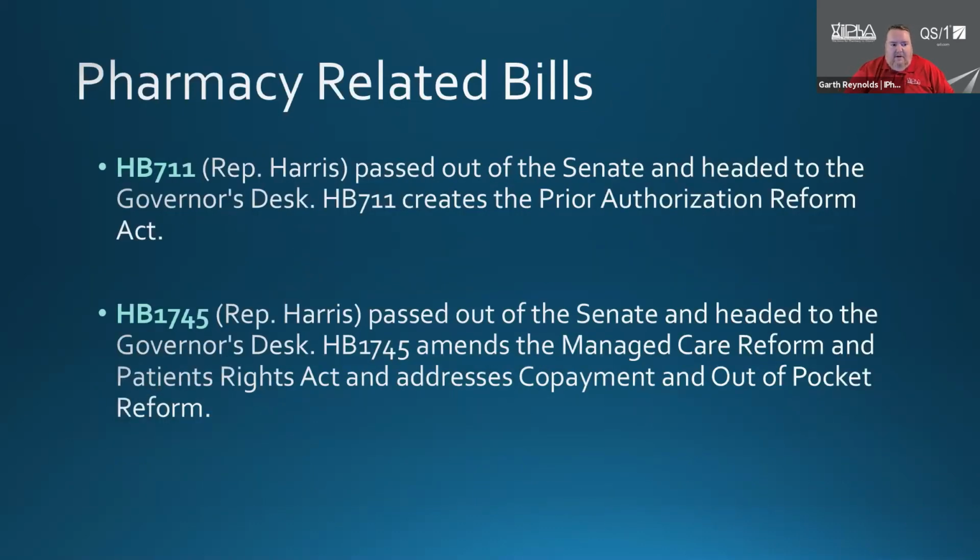House Bill 711 and House Bill 1745 were both initiatives of Majority Leader Greg Harris, and he put through a massive prior authorization reform package and a co-payment and out-of-pocket reform package. These are really going to help with patient access to medications, eroding a lot of the barriers from the PBMs, and also help limit patients' out-of-pocket expense. We'll see over the next couple of years, as these are fully implemented and the rules are put in place, how well they impact change.